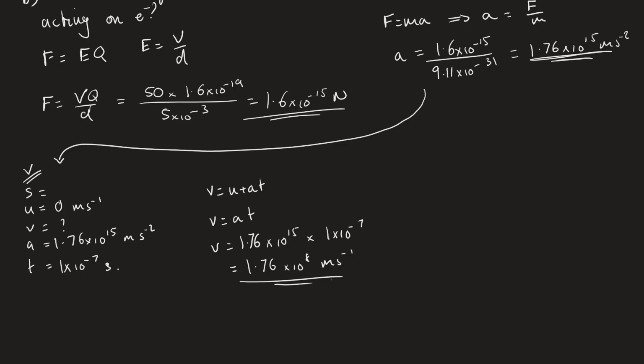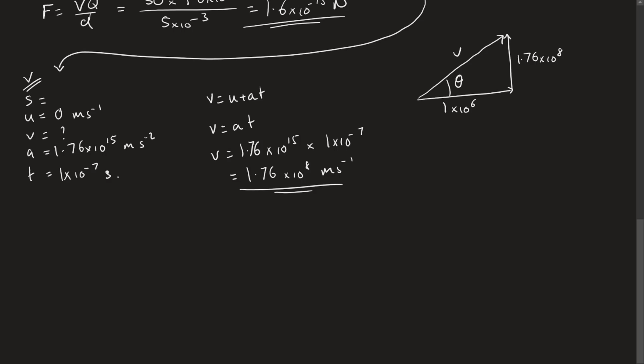Now, we have the vertical velocity, but this isn't the velocity of it. This is the vertical component of velocity. If we wanted the actual velocity, we know horizontally the velocity hasn't changed. So this is still 1 times 10 to the 6. The vertical velocity is now 1.76 times 10 to the 8. And we need to work out what is this velocity, the actual V. And sometimes they will also ask for the direction, in which case you just want to work out the angle to the horizontal that it is traveling through.